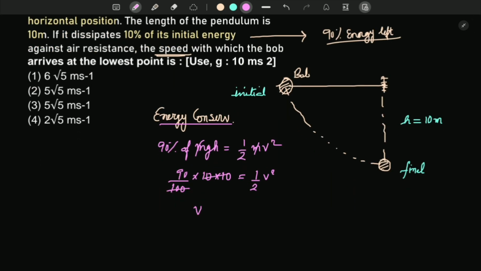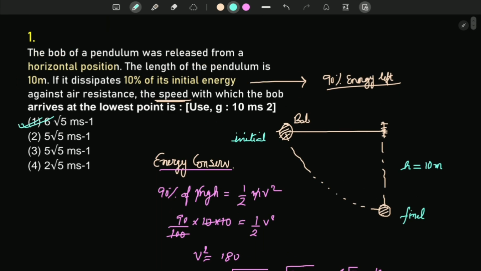So ultimately cancelling out the terms, I will get v square equals 180. So v is simply under root 180, and 180 can be written as under root 36 into 5, which is 6 root 5. Unit is meter per second. So I will get option 1, 6 root 5 meter per second, as our final answer. So this is the answer to this question.